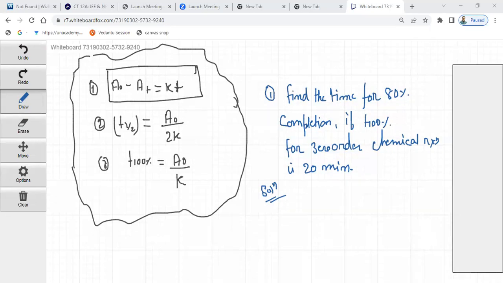In the question it is given that A naught, the initial concentration, is equal to 100. Please try once.